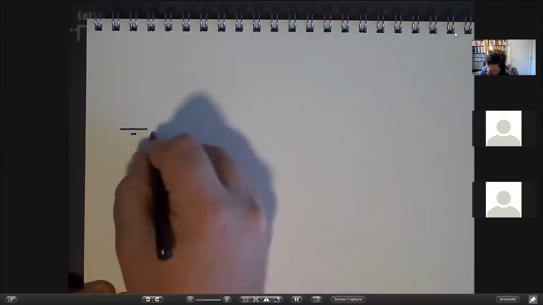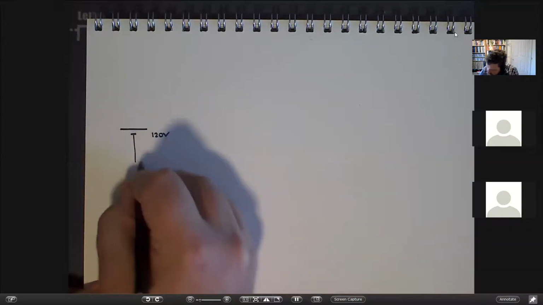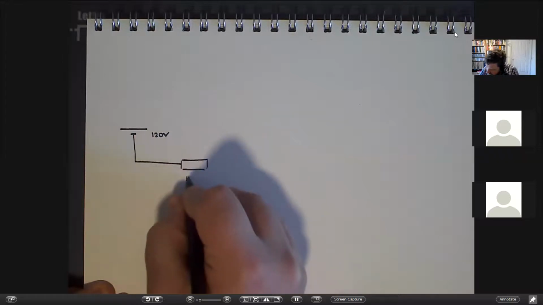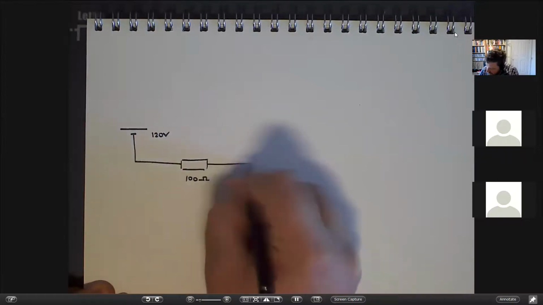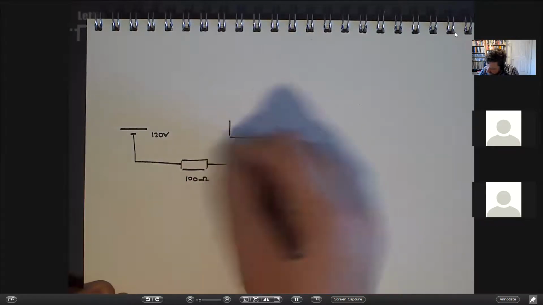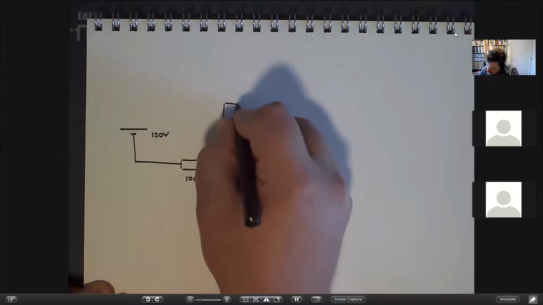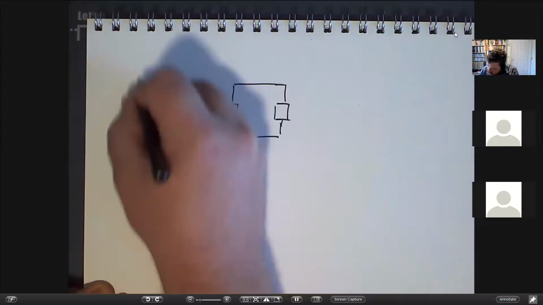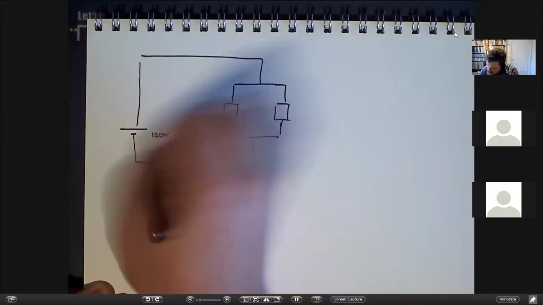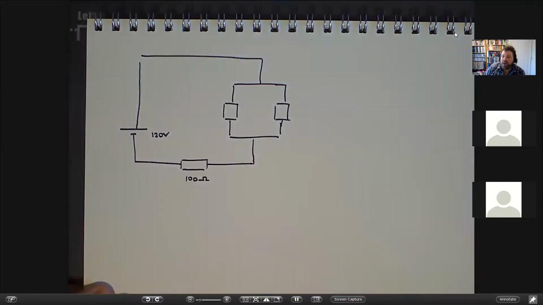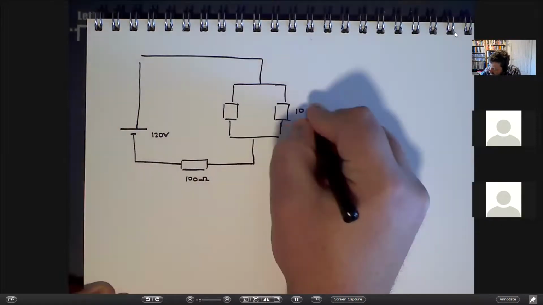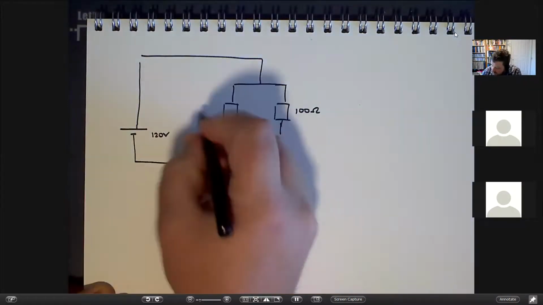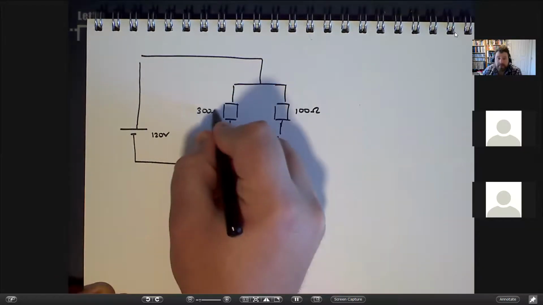So let's just do a relatively simple one. I'm going to put my 120 volts back on. I'm still going to have this 100 ohm resistor here. But all I'm going to have in this second section is just 2 resistors now, but they're not going to be equivalent. They're not going to be the same as each other. So this one here is going to be 100 ohms, and this one here is going to be 300 ohms.